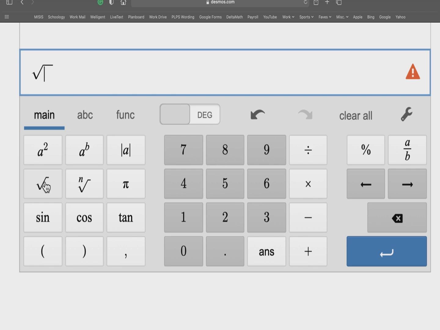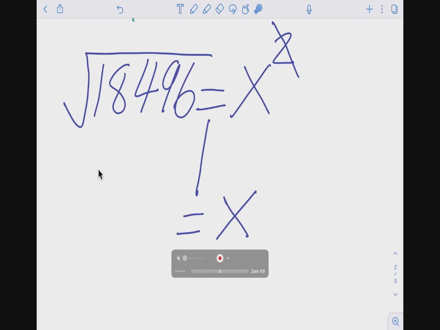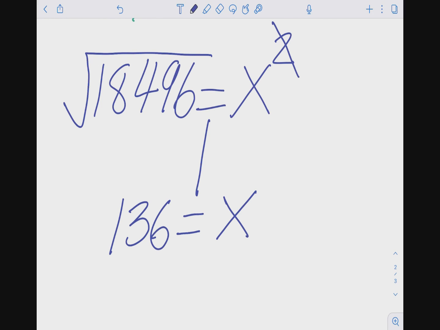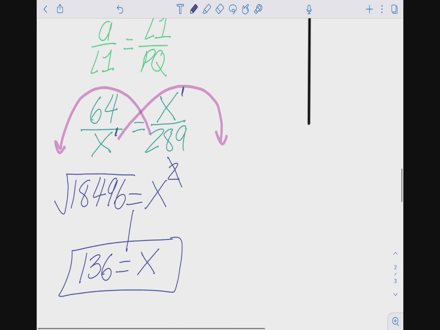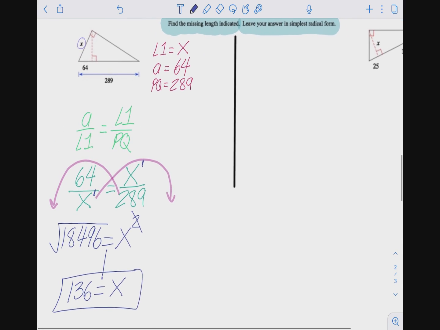is right here, and I'm going to type in 18,496. And look at that, 136. So I go back over here and I say 136, and boom, kiddos, look at that. There's my X. I have found my X.